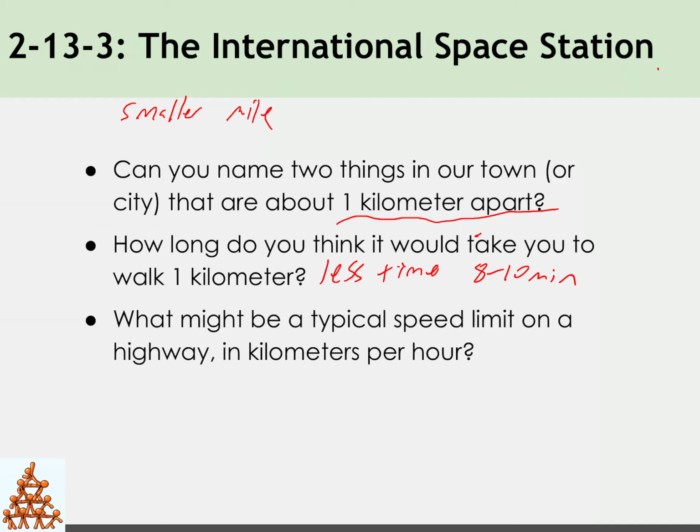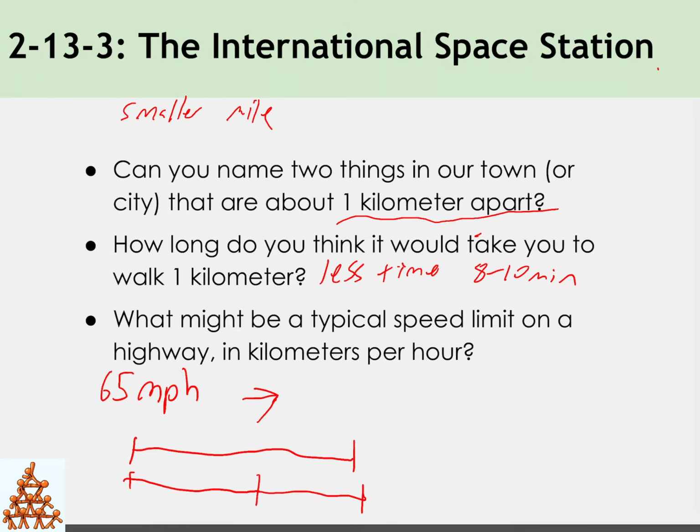What might be a typical speed limit on a highway in kilometers per hour? So I know on the highways around here, I drive about 65 miles per hour. And if a mile is really far, I can go 65 of these in an hour. If they were smaller, I'm actually going to cover more of them. So the kilometers, a typical speed would be about 100 kilometers per hour, which would be about the same as 65.